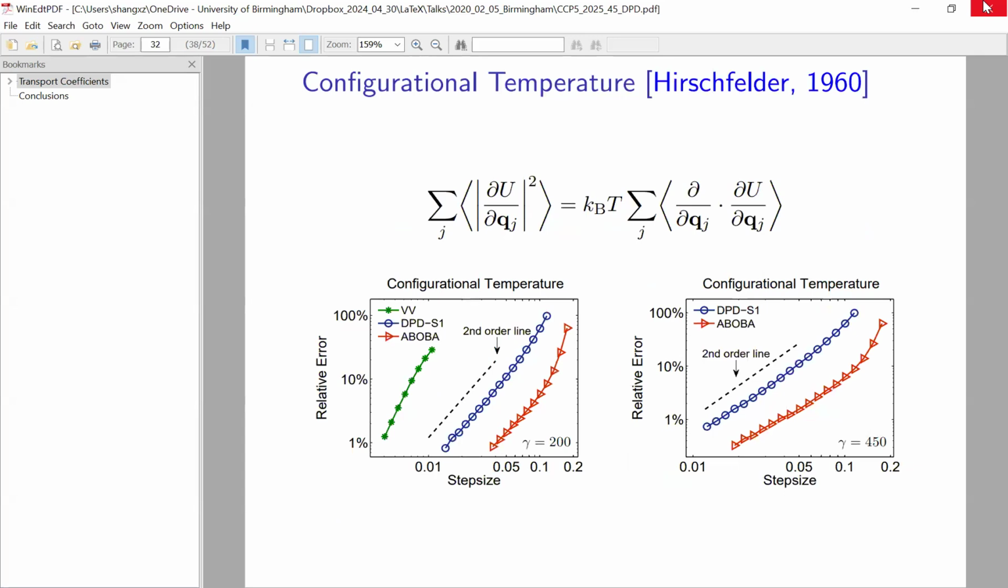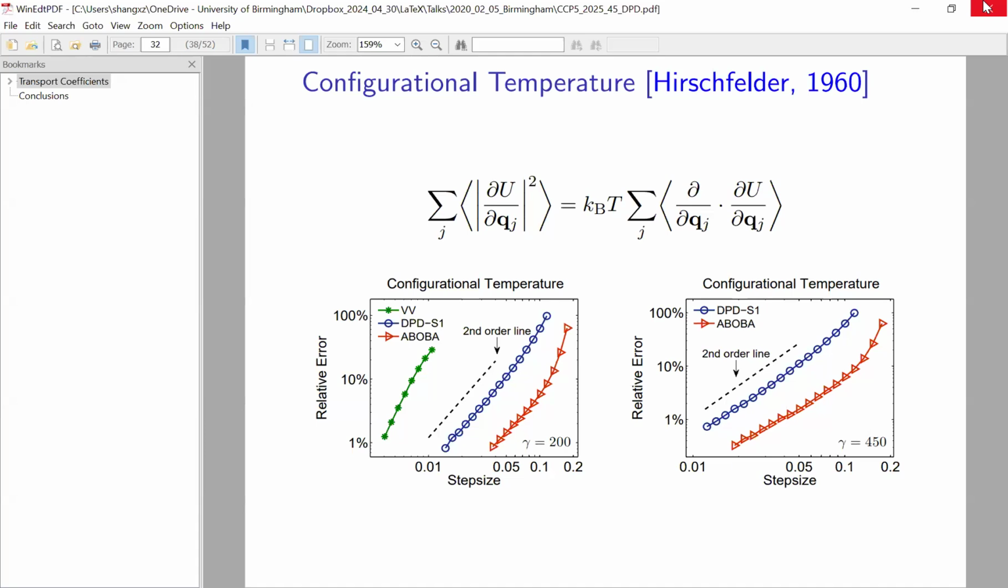And now we have done some numerical simulations to see how they actually work in practice. Here we compare the relative error in the configuration temperature, which only depends on the configurations, against the step size. They are both log-log plots. On the left, when gamma is 200, we can see the famous velocity Verlet is somewhere here. But we can clearly see that both splitting methods perform much better than the velocity Verlet.